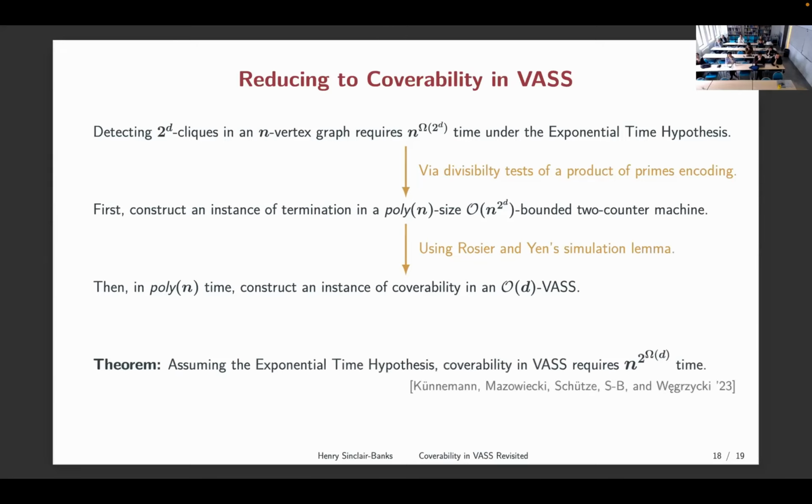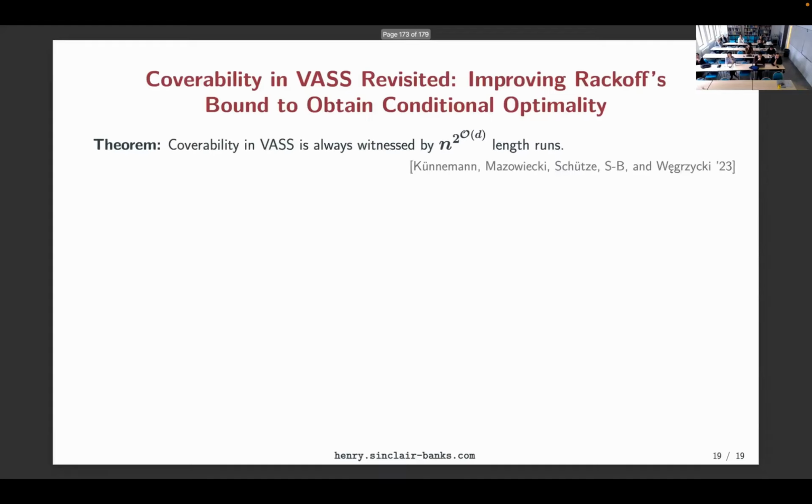And from this we yield the theorem that coverability in VASS requires double exponential time under the exponential time hypothesis. And so I can conclude now with the main results. That is, coverability in VASS can always be witnessed by doubly exponentially long runs, where that double exponential has shaved off the log d factor, answering the question of Mayr and Meyer.